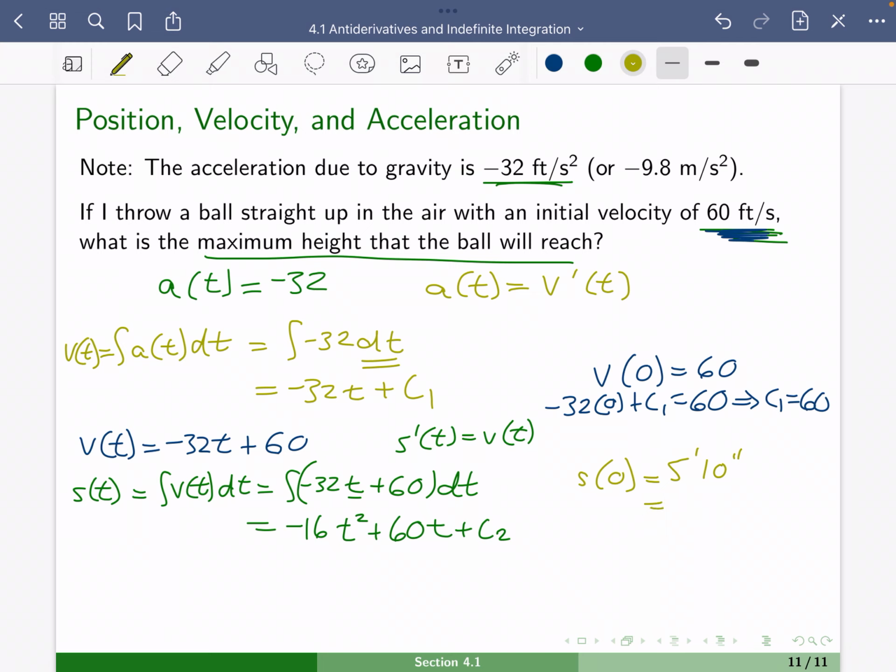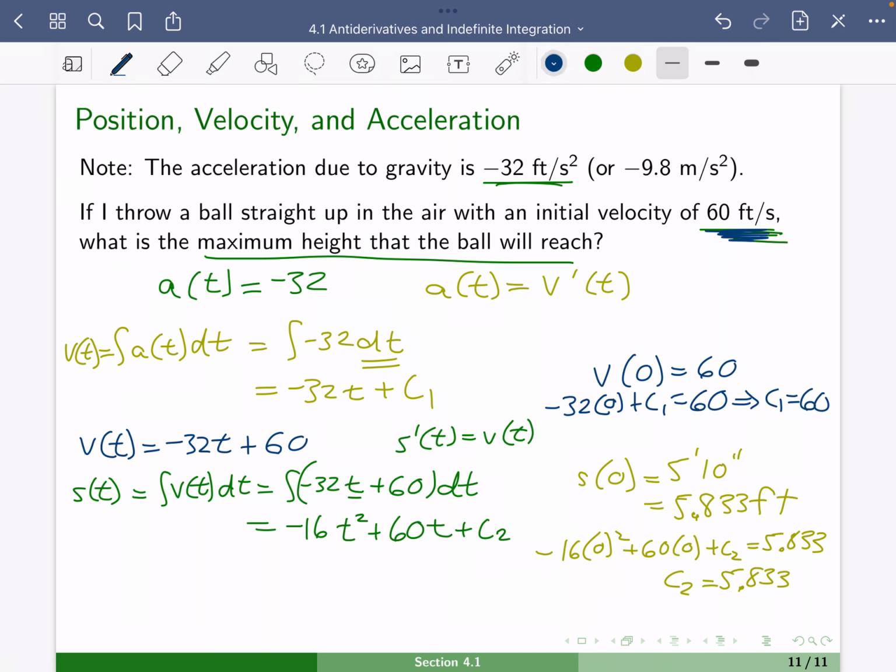that is approximately 5.833 feet. That is our initial height. And so we can use that to say negative 16 times 0 squared plus 60 times 0 plus c2 is 5.833. So c2 is 5.833.